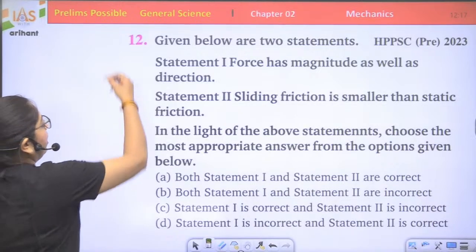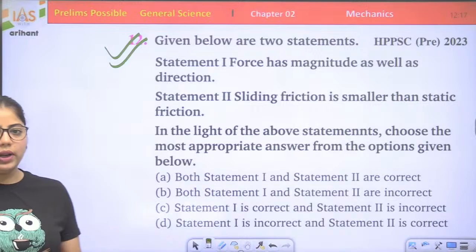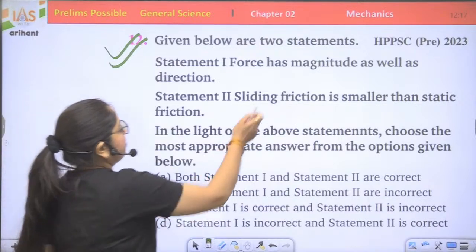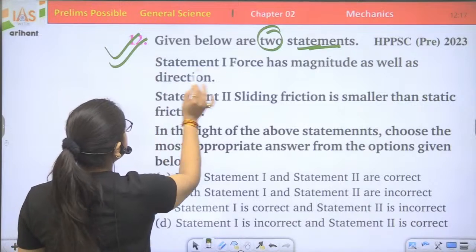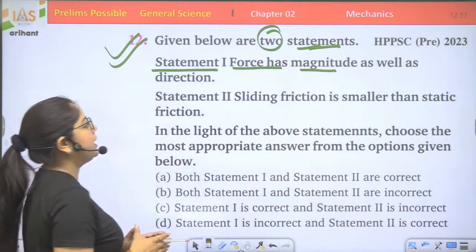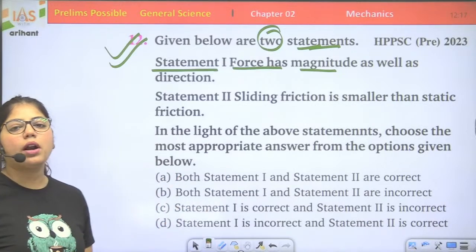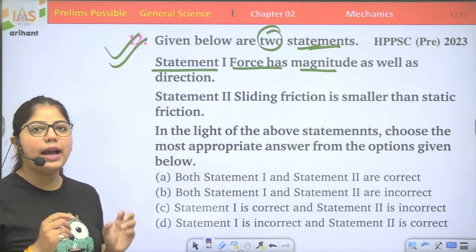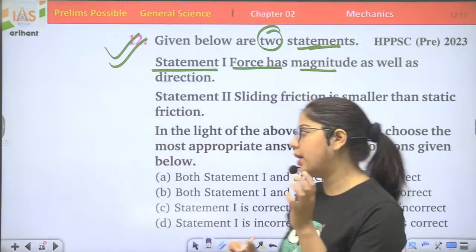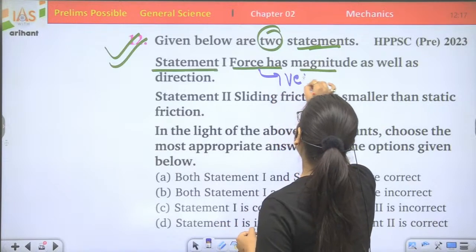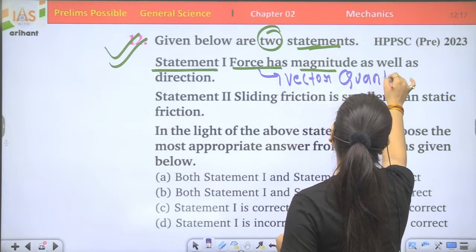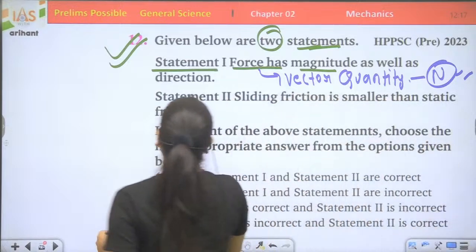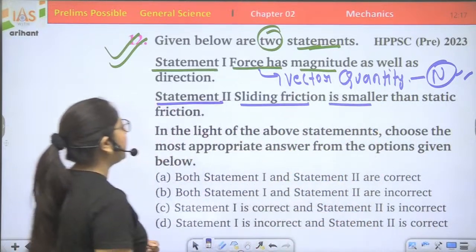Next question is about two statements. Question number 12. Given below are two statements. Statement first: force has magnitude as well as direction. Is this right or wrong? So you must say yes. Force has both magnitude and direction, and force is a vector quantity. Which type of quantity is force? Vector quantity. And the SI unit of force is Newton. Clear? Statement 2 says sliding friction is smaller than static friction.